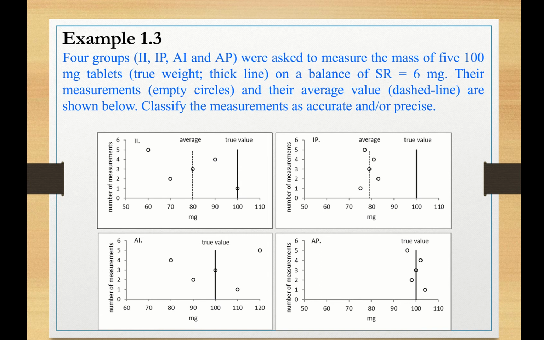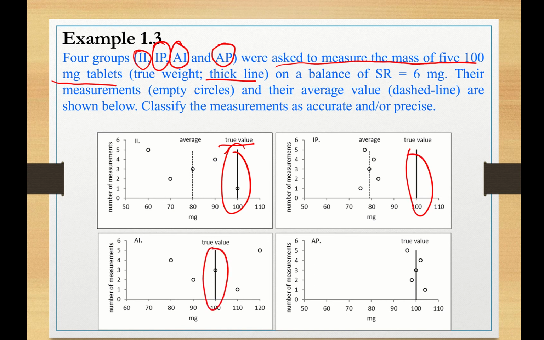Let's take a look at example 1.3 to apply the quantitative concepts we've learned right now using numbers. Sometimes it's very helpful applying numbers. So here we have 4 groups of students, group II, IP, AI, and AP, that were asked to measure the mass of 5 tablets. The true mass of these tablets was 100 milligrams, and you can see the true value as the thick line here, okay? Those are the 4 groups.